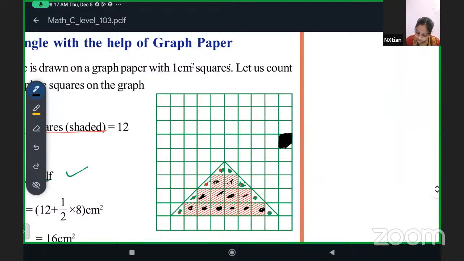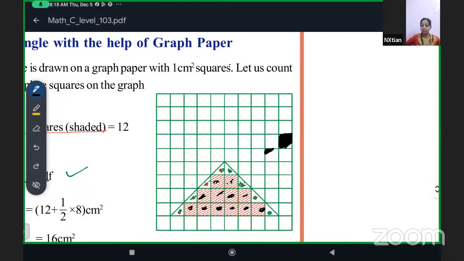So what do we do with these squares? How do we count them then? If we have a square covering more than half portion inside the triangle, or only less than half portion, what do we do with them? Yes, ma'am, Edric. When more than half is covered, it is counted as 1. When less than half is covered, it is counted as 0.